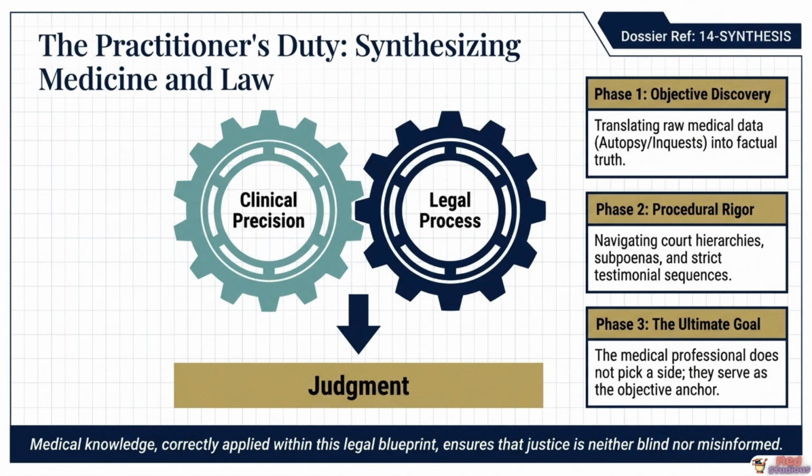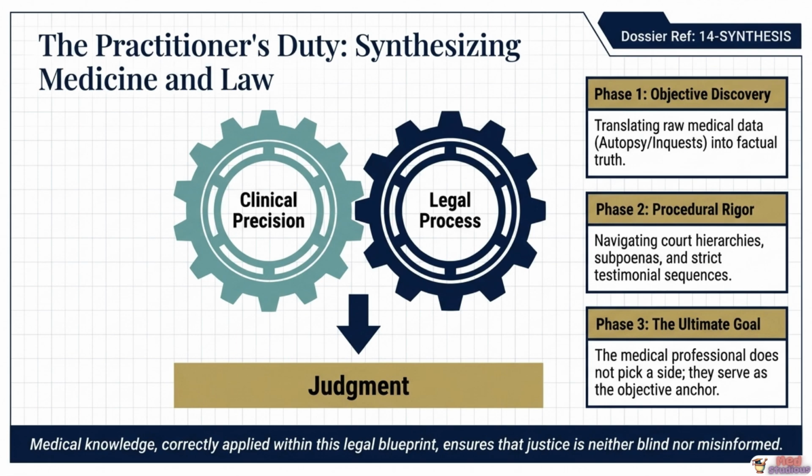Phase 2 is procedural rigor, navigating court hierarchies, responding appropriately to summonses, understanding your role as a common or expert witness, and presenting your evidence through the 4 phases of trial testimony. This phase demands not just scientific expertise, but legal literacy.